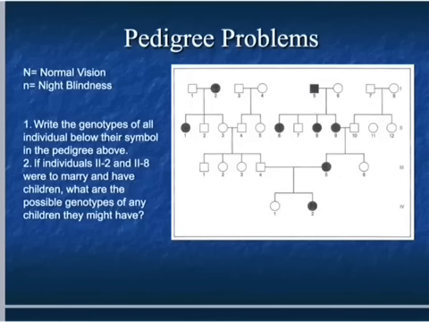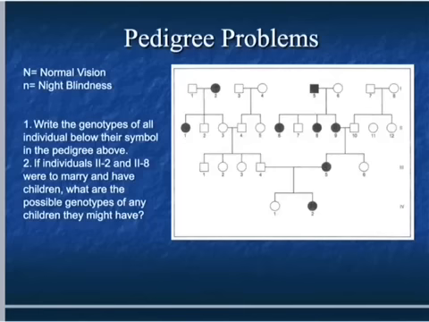So you can be given a problem that could be worked out in a Punnett square or could be worked out in a pedigree, and sometimes we'll ask you to use the pedigree to solve. This particular problem is looking at night blindness. So we have the dominant trait of normal vision and the recessive trait of night blindness. It asks you to write the genotypes of all the individuals below their symbol in the pedigree, and it asks what would happen if two of these individuals were to marry and have children, what possible genotypes might the children have.